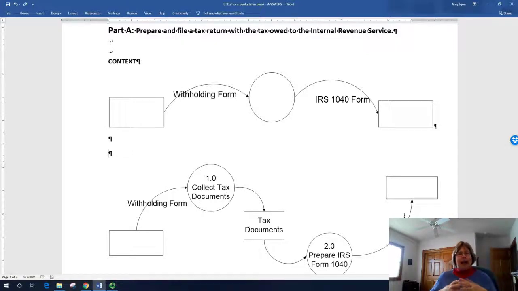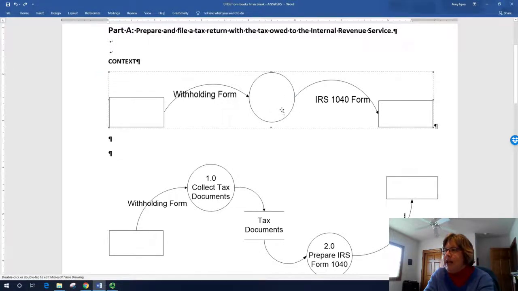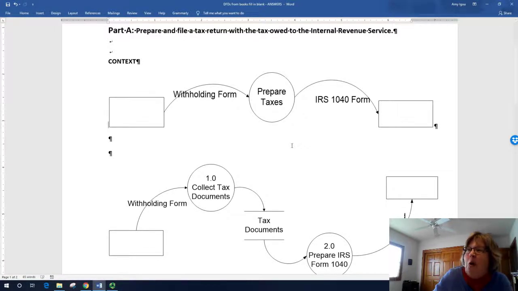When we start with the context, I like starting with that middle circle. What are we trying to accomplish? And if we look at the statement given to us, prepare and file a tax return with the tax owed to the IRS. So basically what we would want to put here in the context diagram would be something like prepare taxes. You could say process taxes, complete tax form, anything in that ballpark would work.